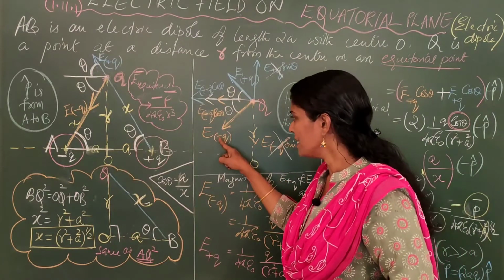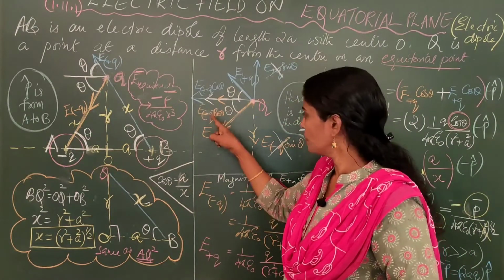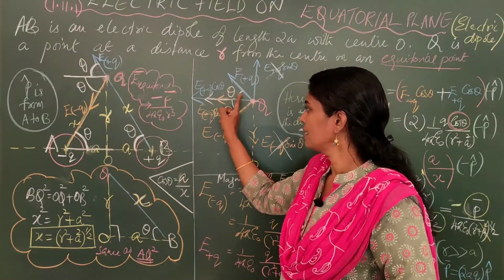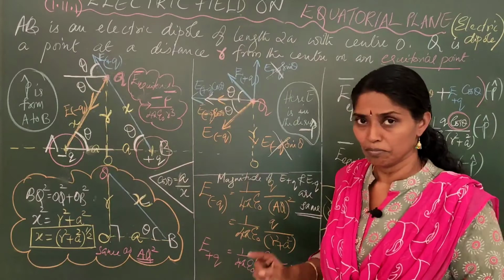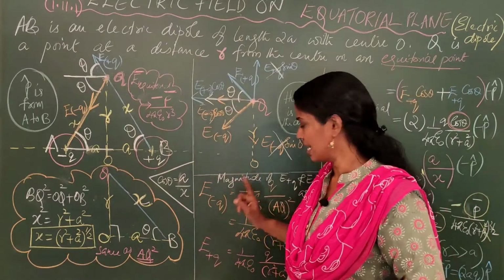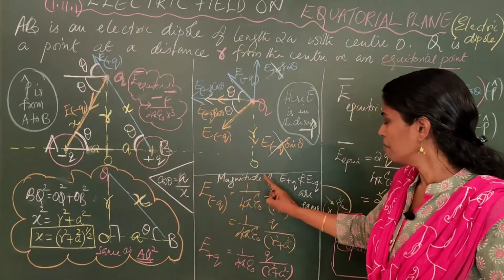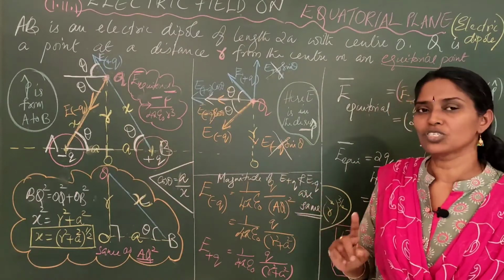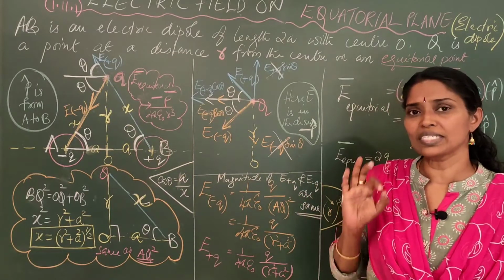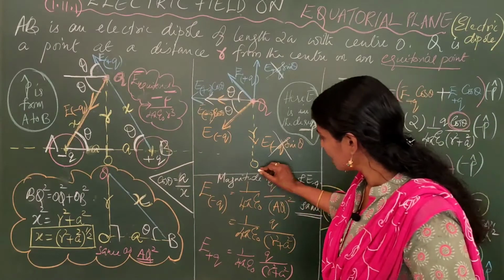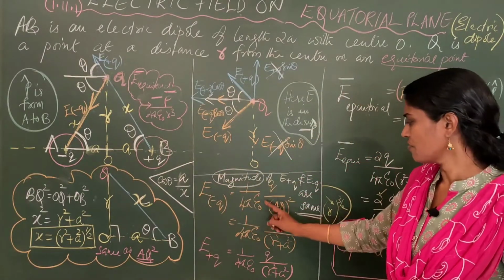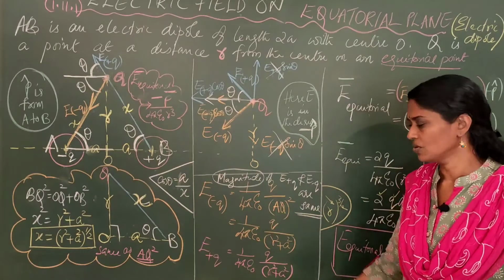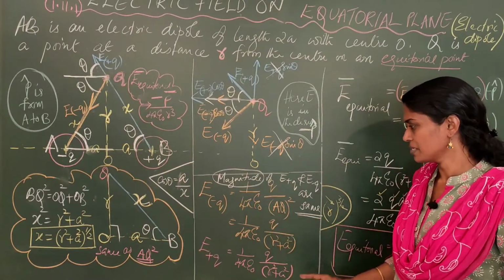Similarly, E minus Q is cut into two: one is E minus Q cos theta, to the left, and down is E minus Q sin theta. But from the symmetry of the figure, you can understand that the magnitudes of E plus Q and E minus Q are the same. Both have the same magnitude. Only magnitude I say, not direction. Clear?